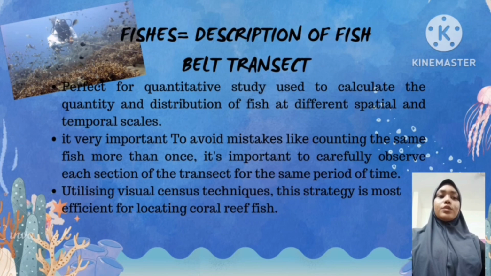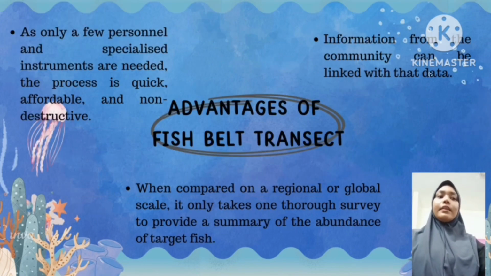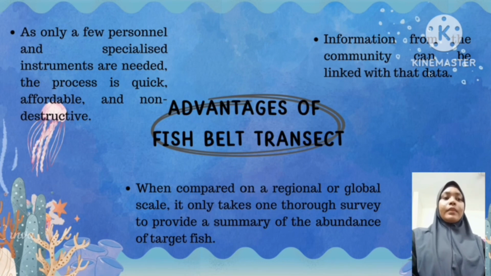Utilizing the visual census technique is the most efficient strategy for locating coral reef fish. The advantages of the fish belt transect: first, as only a few personnel and specialized instruments are needed, the process is quick, affordable, and non-destructive.